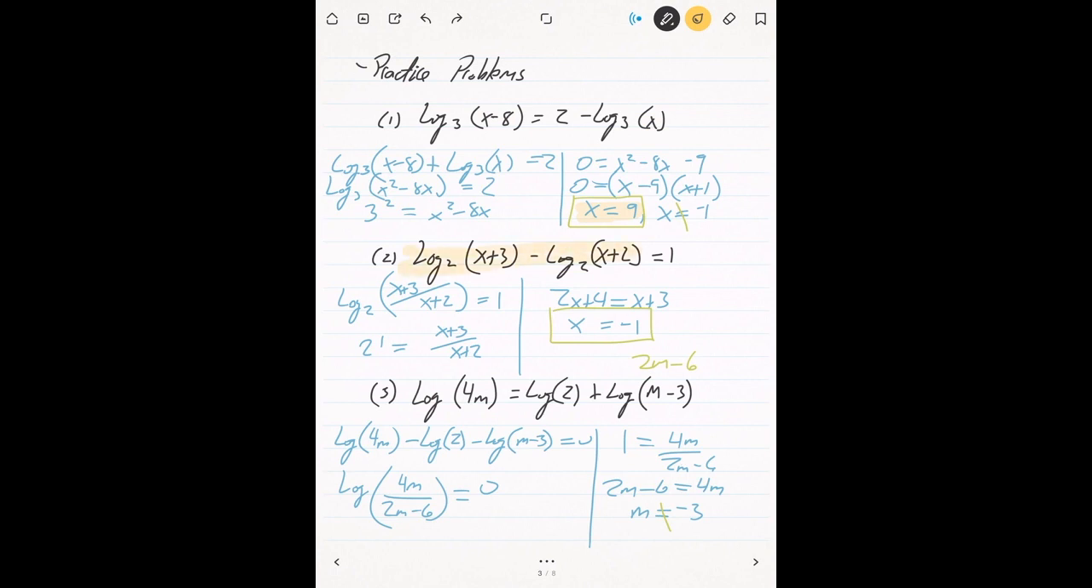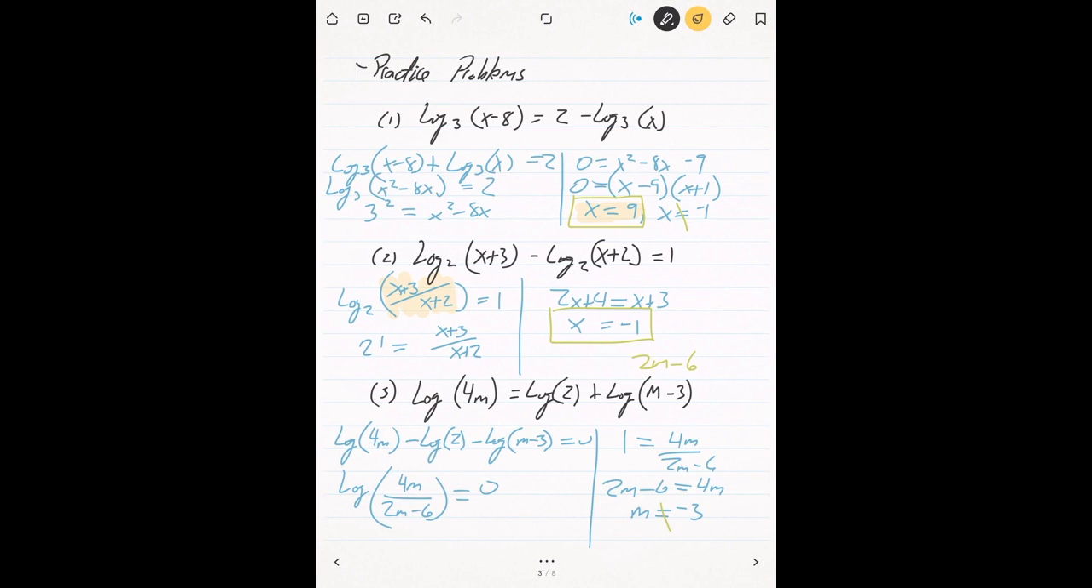Luckily, they were on the same side of the equation. This time I was subtracting. Remember, when you are subtracting logarithms, you're being asked to divide their arguments. So I went and divided the two arguments. I got x plus 3 divided by x plus 2.